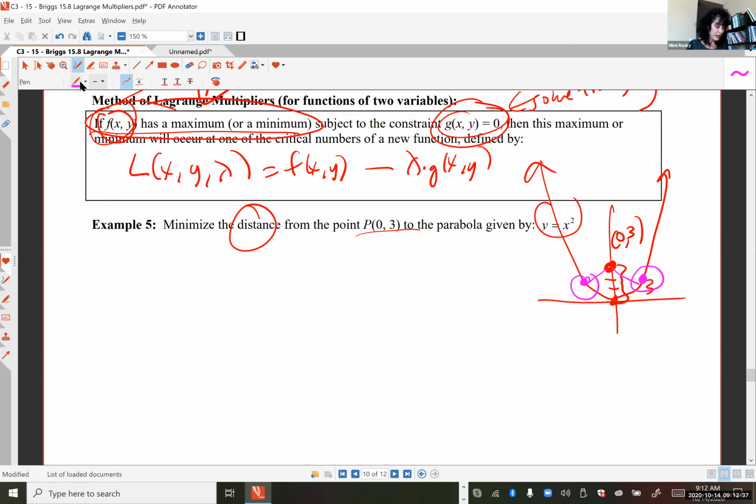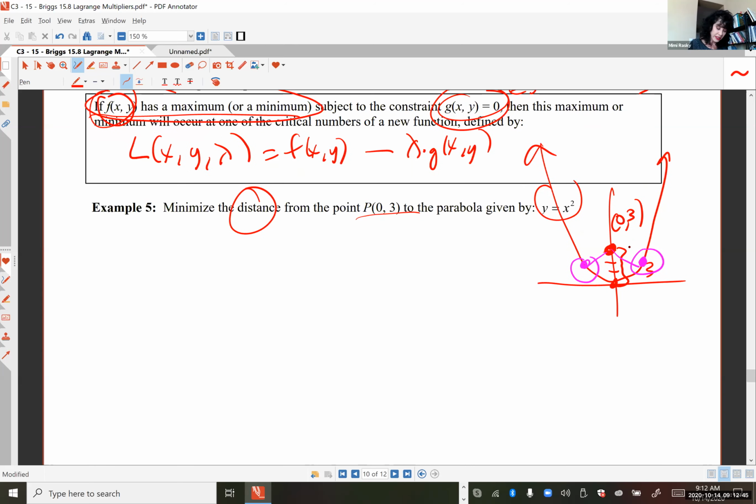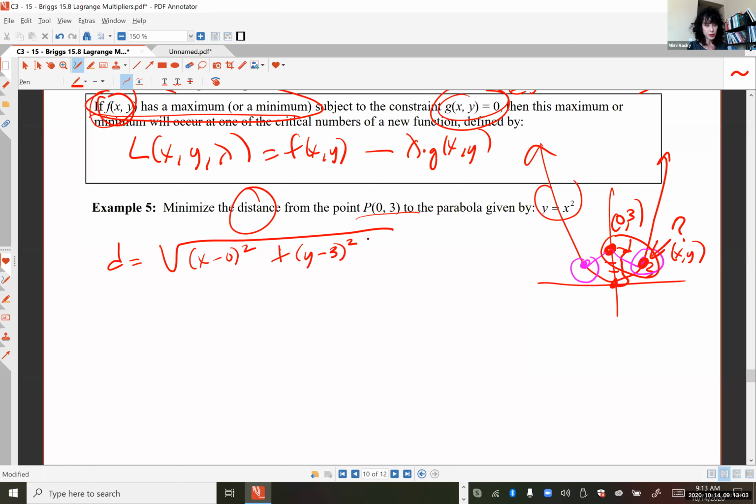So once again, we're going to use the distance formula, just like we did in the last problem, but we're going to use the pre-calc version of the distance formula because we're in 2 dimensions. So what is the distance between these 2 points? This point, I don't know what the coordinates are, so I'm going to give them arbitrary variables, x and y. And so the distance between the x,y point and 0,3 is the square root of the sum of the squares of the differences between the coordinates.